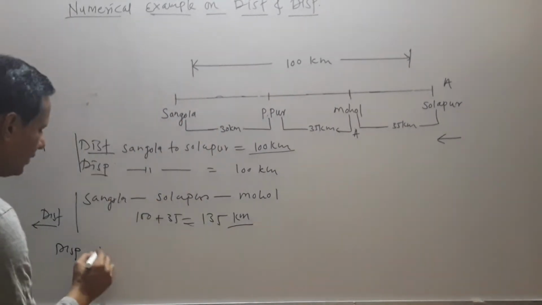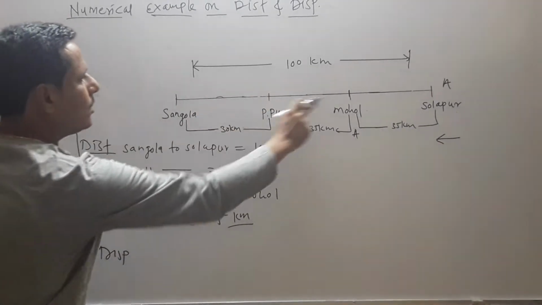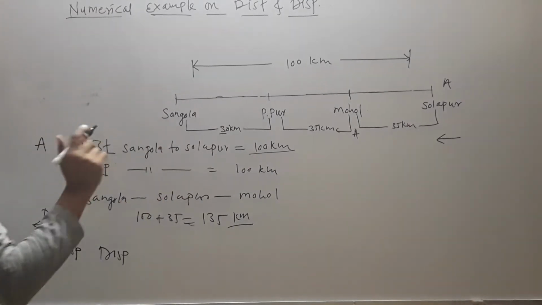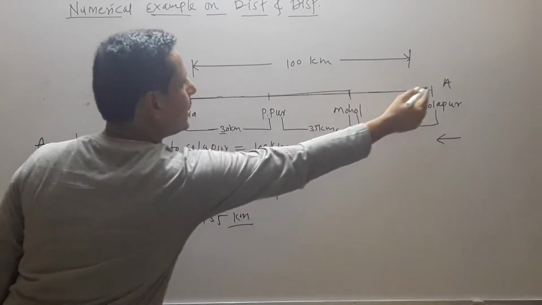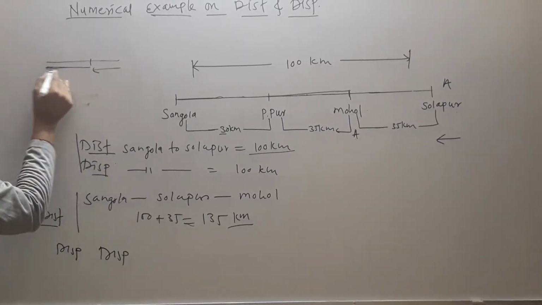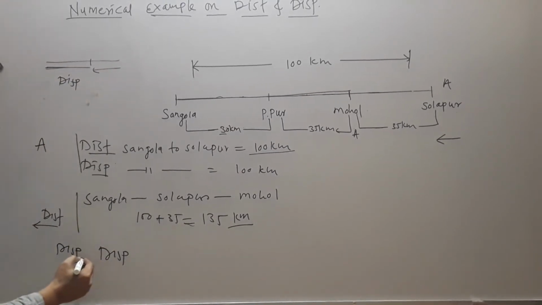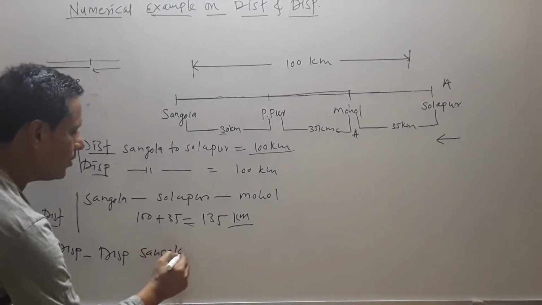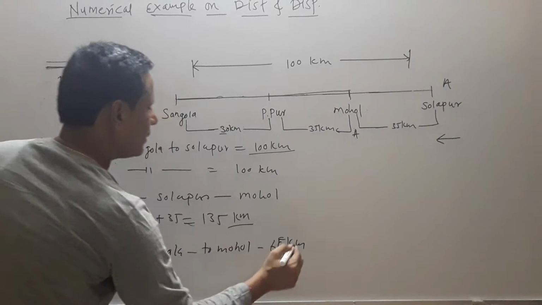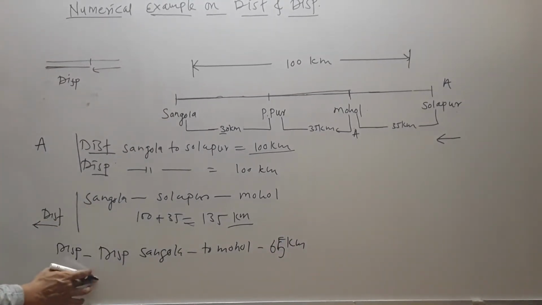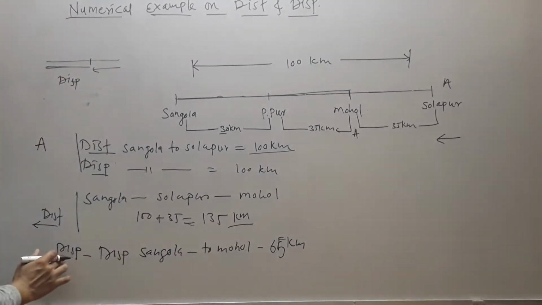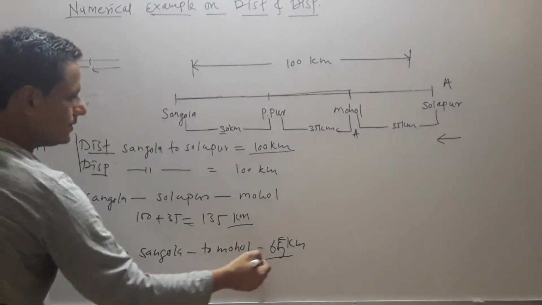Now what about the displacement from Sangola to Mohol? Here the displacement will be the shortest path between Sangola and Mohol. The distance is 100 and 35, but in displacement we go directly, the shortcut, the shortest path, instead of going there and coming back. That shortest path is nothing but the displacement. So Sangola to Mohol, the displacement is this 30 and this 35, that is 65 km. Here the distance and displacement are different, because the total path length is 100 plus 35, that is 135, but the displacement, the shortest path from Sangola to Mohol, is 65 km.